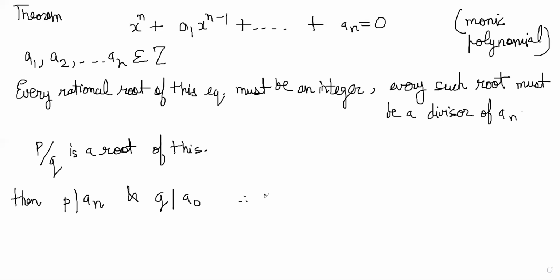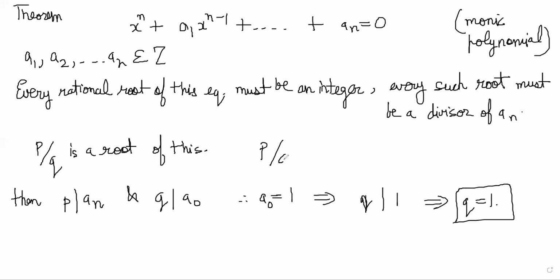But here, since therefore a naught is 1 implies q divides 1, that implies that q must be 1, right? Q must be 1 means p by q is an integer, right? And if p by q is an integer, then p divides an, right? That also we have. So here, if you have an equation like this with integer coefficients here, then every rational root will be an integer and all of those integers will be divisors of an. So this theorem combined with the previous theorem will help us solve many problems.